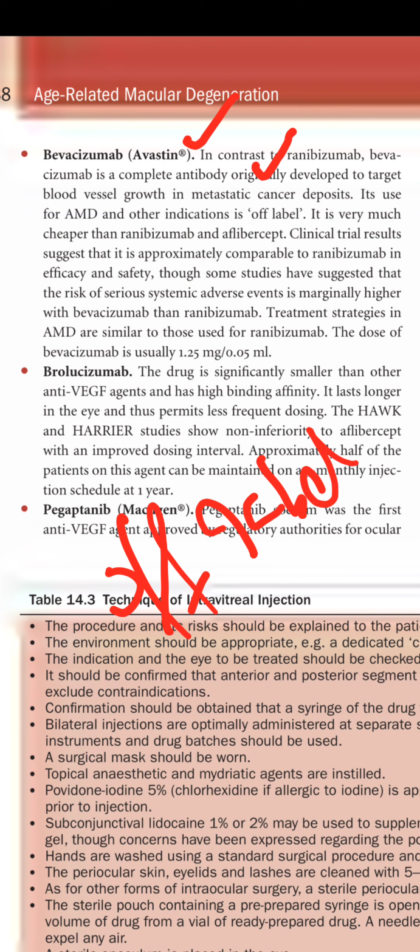Clinical trial results suggest that it is approximately comparable to ranibizumab in efficacy and safety, although some studies have suggested that the risk of serious systemic adverse events is marginally higher with bevacizumab than ranibizumab. Treatment strategies in AMD are similar to those for ranibizumab. The dose for bevacizumab is 1.25 milligram in 0.05 ml.